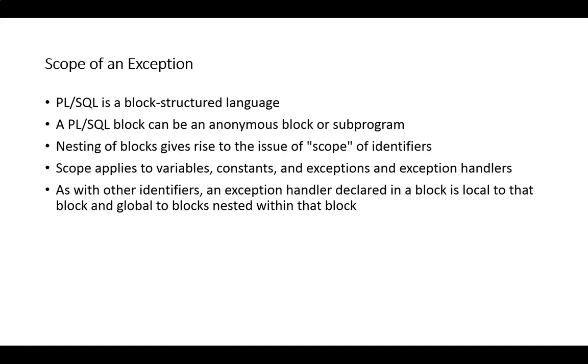But with respect to scope, we're talking about multiple blocks that communicate with one another. So it's possible that we could have a nesting of blocks, which again will contribute to the notion of something being local versus something being global. So scope applies to variables, constants, but also to exceptions and to exception handlers. It's possible that we could have an exception handler defined in one block, but not in another, and the blocks are communicating with one another. Depending upon which block encounters an exception, we'll have to consider how the system will deal with that.